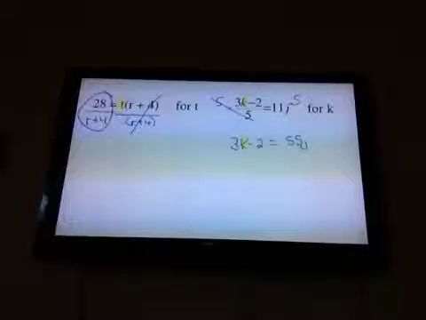To get my k term alone, what am I going to do? You're going to add 2.